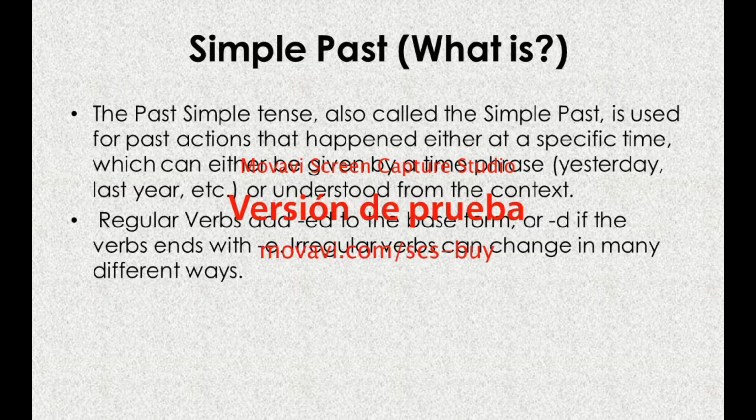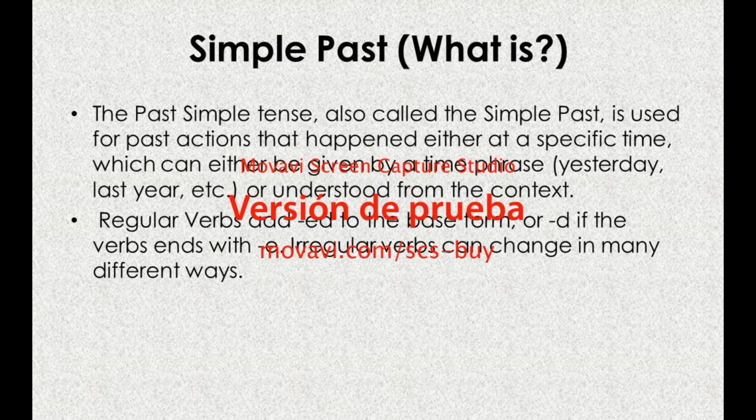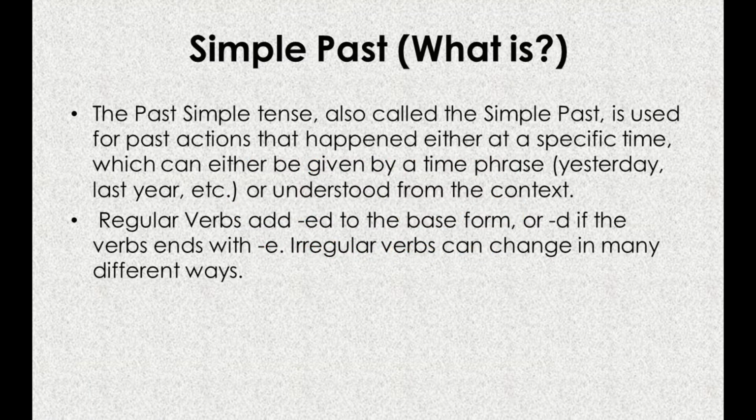Hello, I will explain the simple past. What is it? The past simple tense, also called the simple past, is used for past actions that happened at a specific time, which can either be given by a time phrase, yesterday, last year, etc., or understood from the context. For regular verbs, add -ed to the base form, or -d if the verb ends with e. Irregular verbs can change in many different ways.